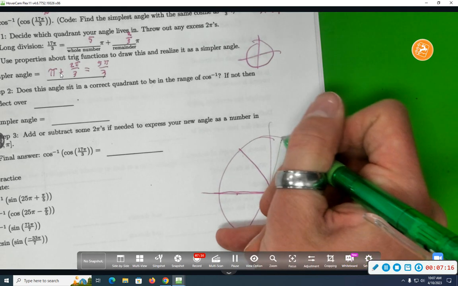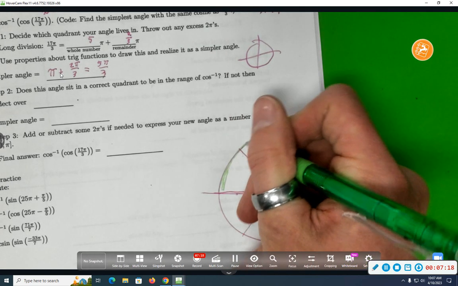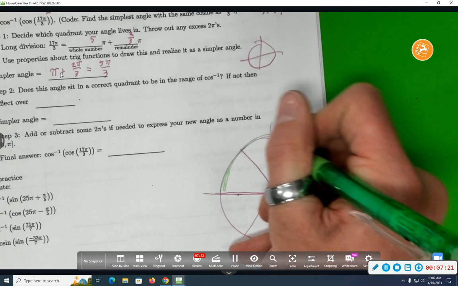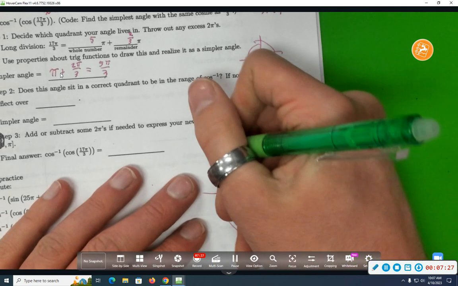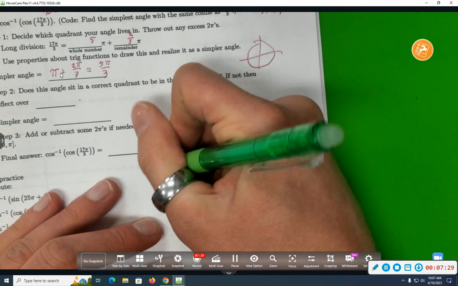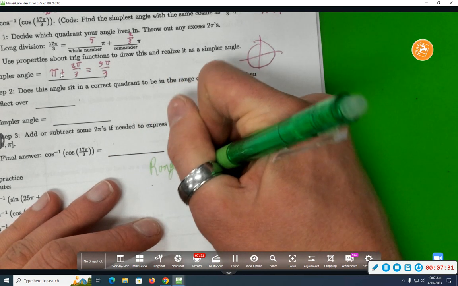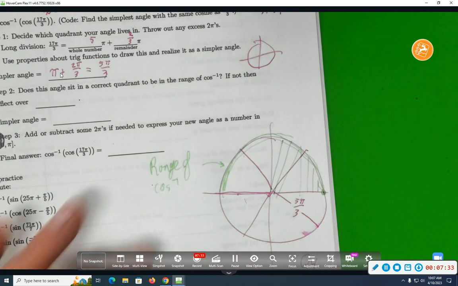It continues tracing down. I think it traces out these 2 quadrants. What 2 quadrants did I just trace out? The first 2, quadrant 1 and quadrant 2. So that picture is the range of cosine inverse.